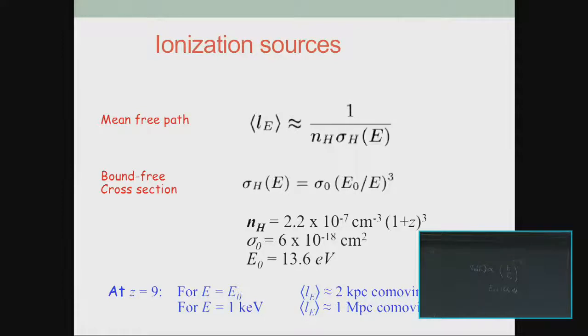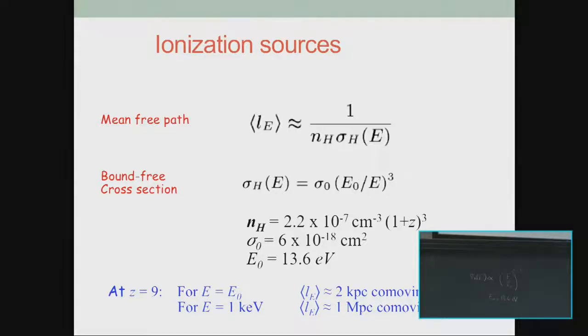Now, let's assume that you have a photon that has exactly 13.6 electron volts. What's the mean free path of this? It's 2 kiloparsecs. So if you emit a photon, after 2 kiloparsecs it gets absorbed by the mean intergalactic medium. I haven't considered fluctuations or overdensities or anything. It's just the mean intergalactic medium.